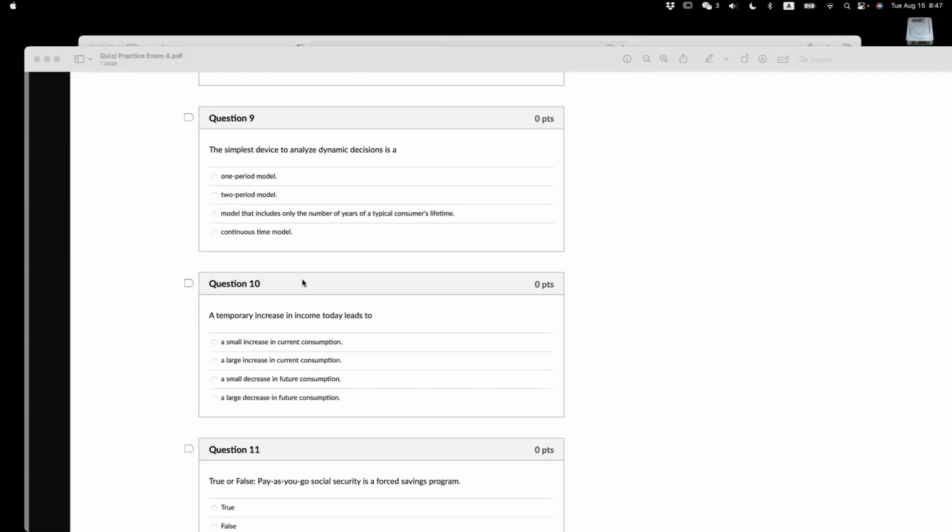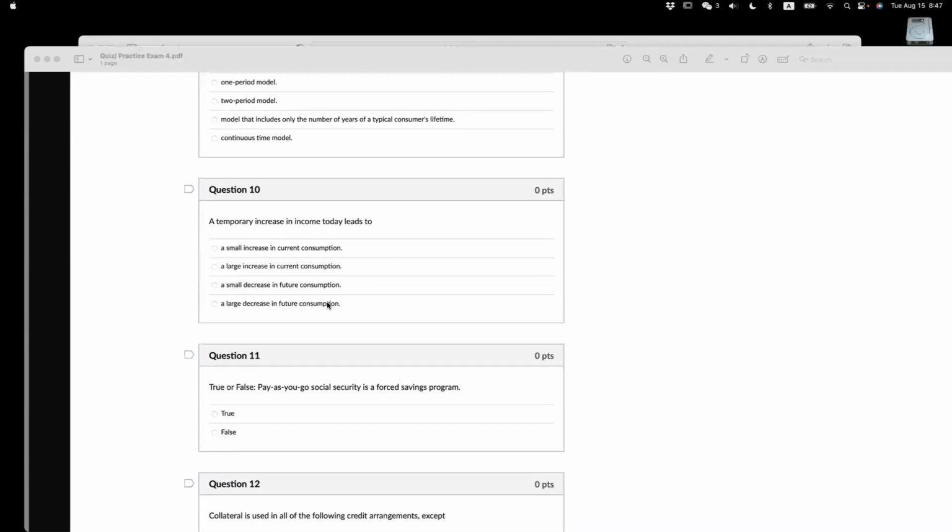Now, question 10. A temporary increase in income today leads to a small increase in current consumption. This actually reflects the idea of consumption smoothing. Right? So if the income is just temporary, it means just one time. And then you may want to save a little bit for the future, because you also want future consumption to benefit from this increase in income. Right? So you smooth your consumption. All right, so the answer is A, a small increase in current consumption.